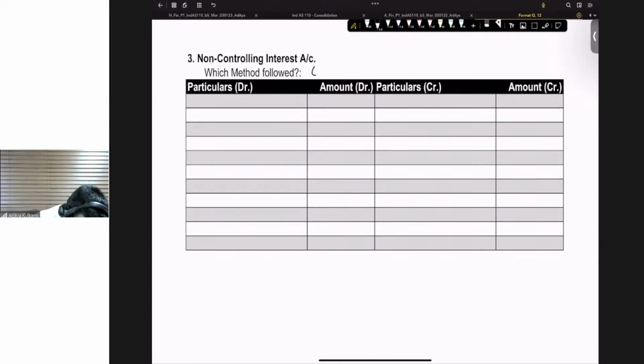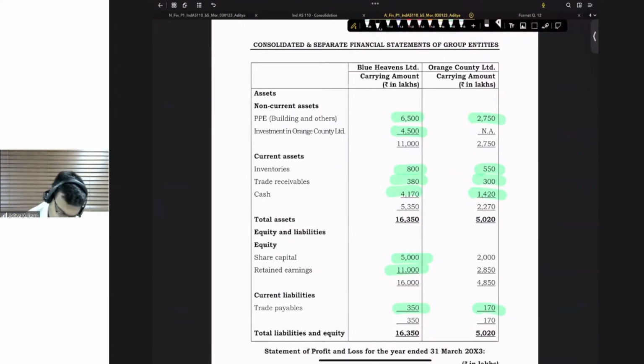Here also you can write down 25% stake. Which method are we following? Proportionate share of net assets. Proportionate share of net assets. Equity share capital of Orange County will be as of the date of acquisition and not the date of consolidation. In this case, it's the date of consolidation only, no? It's the date of consolidation.